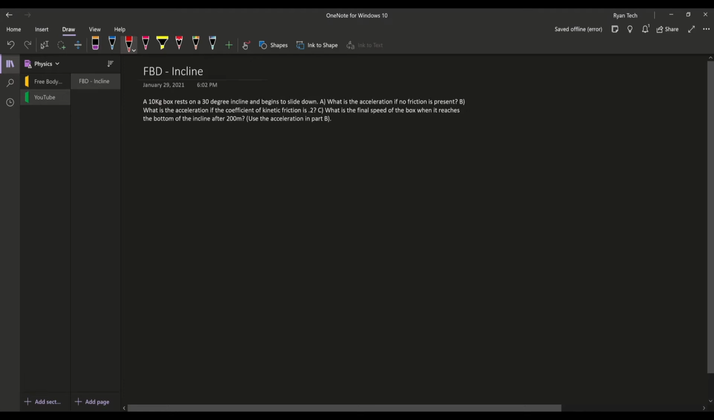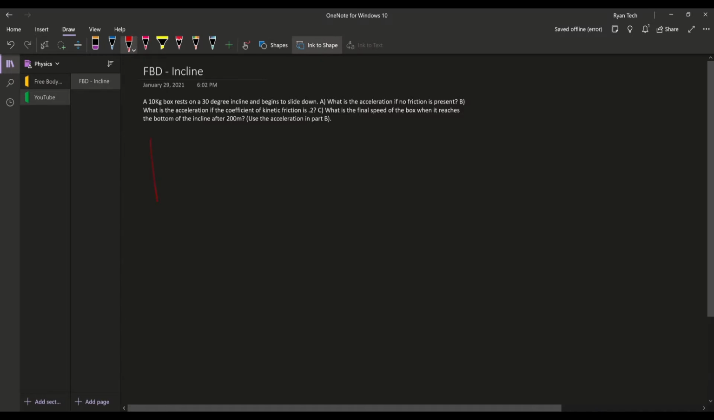Today this is an episode about free body diagrams and we're going to be doing an incline practice problem. So read the problem and try to see if you can figure it out. Assuming you've given it a go, let's start off with part A. But first, we have to draw a diagram.